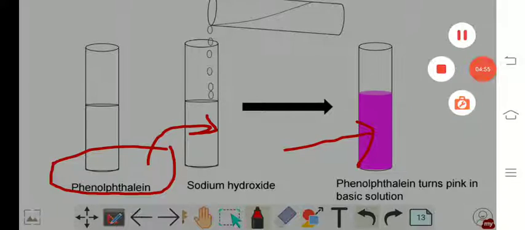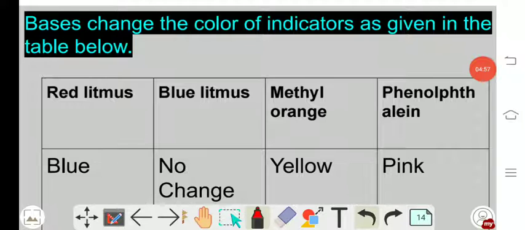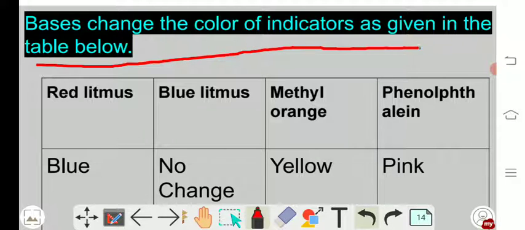Well friends, this is our summary. Bases change the color of indicators as given in the table below. So friends, what is indicator? Indicator is a chemical substance which helps to identify whether the given chemical compound or chemical substance is acid, base or salt.